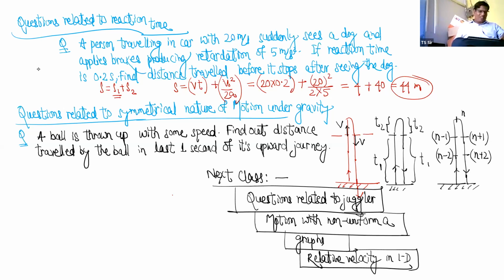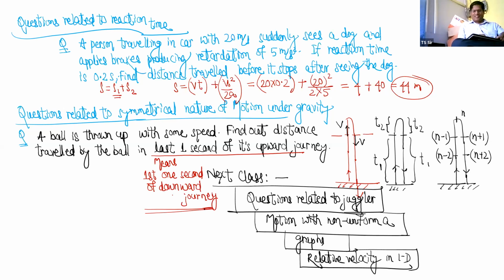Shravani, who has got the answer? It takes half a second. Look, look, look. Last 1 second of upward journey means first 1 second of downward journey. Last 1 second of upward journey means first 1 second of downward journey. Now for first 1 second of downward journey, u equal to 0, a equal to 10, t equal to 1, so s equal to ut plus half at square, that is 5 meters.